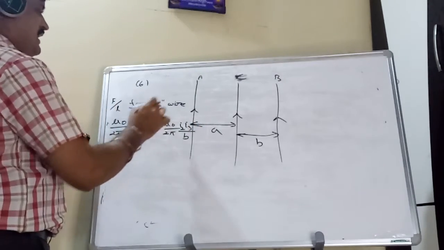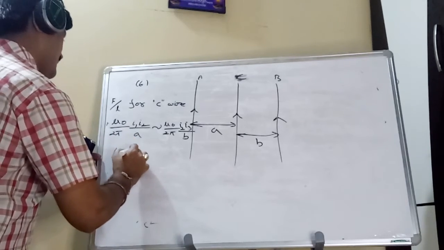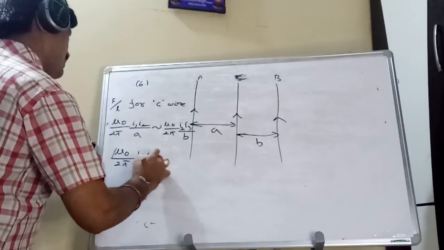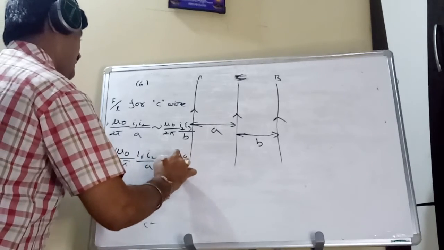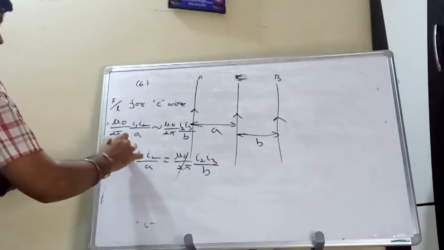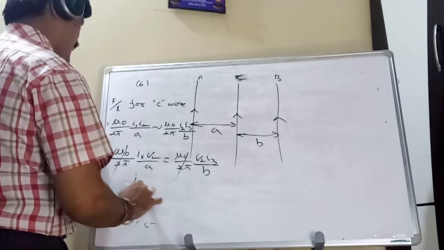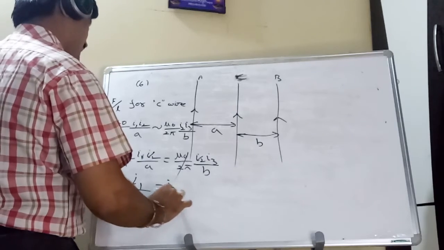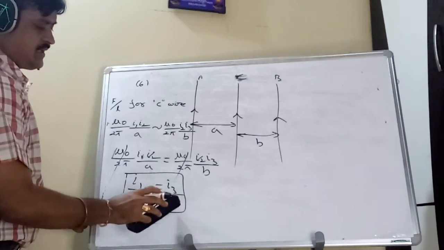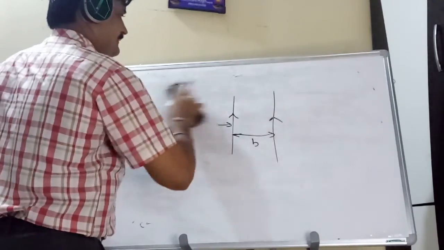So force per unit length for wire C is 0, that is, mu naught by 2 pi I1 I2 by A equal to mu naught by 2 pi I2 I3 by B. So mu naught by 2 pi cancels. So I2 cancels. So I1 by A equal to I3 by B. Next, ninth point.